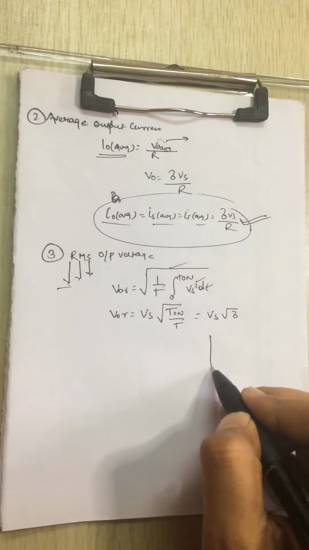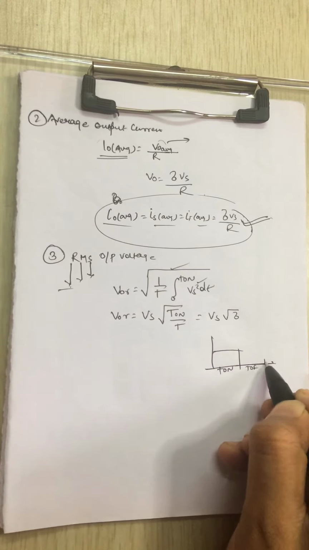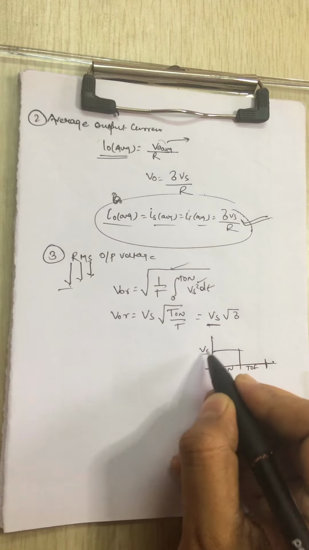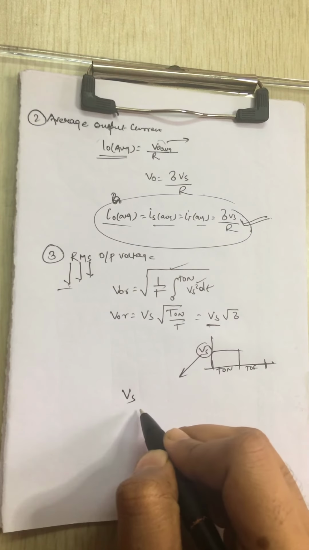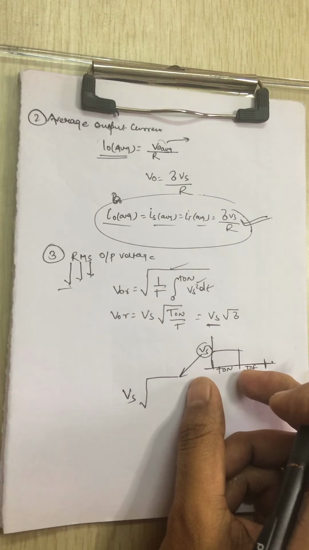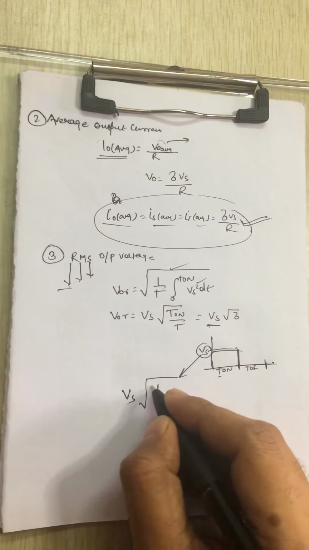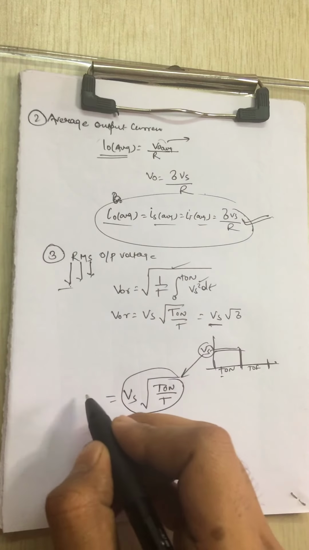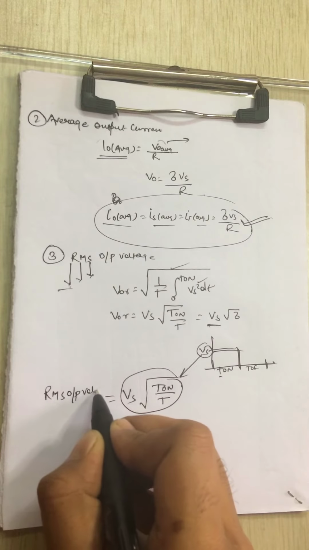Or you can simply find it with a shortcut approach: if there is a t on and a t off, you write the peak value Vs under root of the fraction of the time period for which the waveform appears, that is t on by the whole time period. You will get the RMS output voltage.